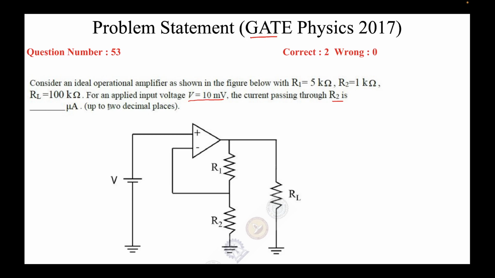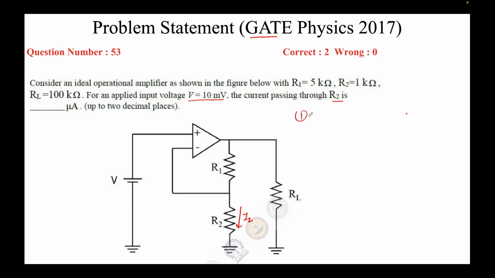Since this is a numerical answer type question, we are required to find our answer and round it off to 2 decimal places. And the unit should be in microamps. Before solving this problem, there are certain things we'll investigate.